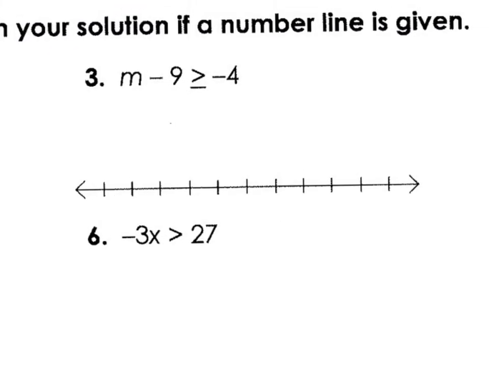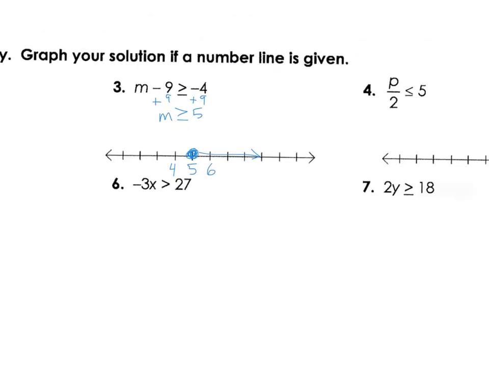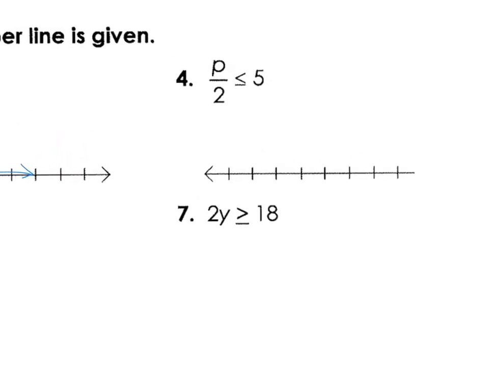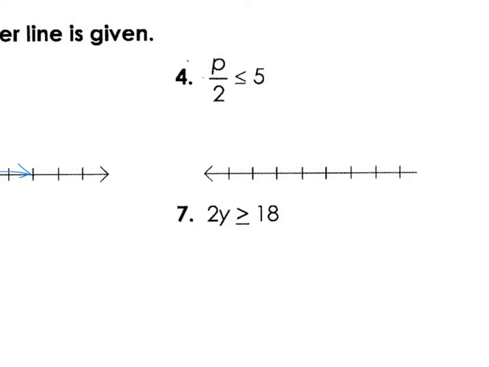Number 3, I'm going to add 9 to both sides. That's going to give me m is greater than or equal to 5. We'll use this graph down here. Here's 5, 6, 4. Shaded in circle going to the right. And that's how I would do 3. Number 4. Instead of dividing by 2, I'm going to multiply both sides by 2. That would cancel, leaving me with p is less than or equal to 10. If 10 is here, this would be 11, this would be 9. This is going to be a shaded in circle going to the left.